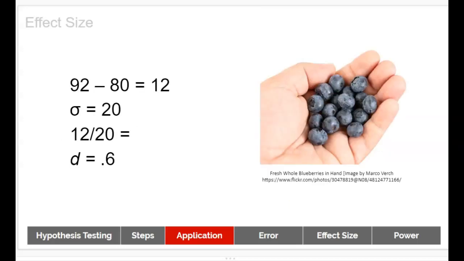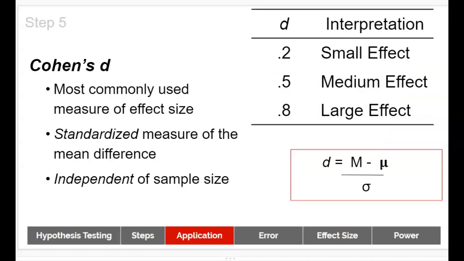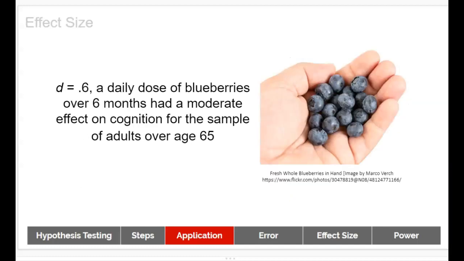So plugging those in, I'm getting 12 divided by 20, which equals 0.6. If I go back to those guidelines of where 0.6 is, 0.6 is in the medium range. So this is something I might say. I definitely want you to include your Cohen's D calculation. I then want you to interpret it. You could say small, medium, or large. So in this example, rather than saying medium, another adjective I could use is moderate. So a daily dose of blueberries over 6 months had a moderate effect on cognition. All right, so again, I got that from looking at my Cohen's D.